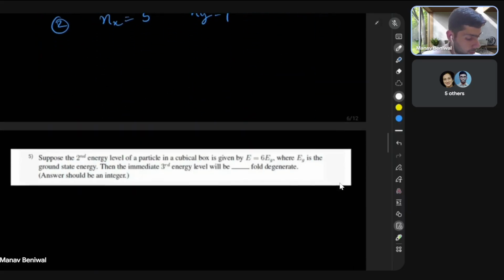So now let's go to a 3-dimensional box. We have done a problem on the 1D box, the 2D box, and next we have a 3D box. We are told that the second energy level in a cubical box is given by E equal to 6 Eg, where Eg is the ground state energy. Then the immediate third energy level will be dash-fold degenerate. Similar problem, but for a particle in a 3D box.